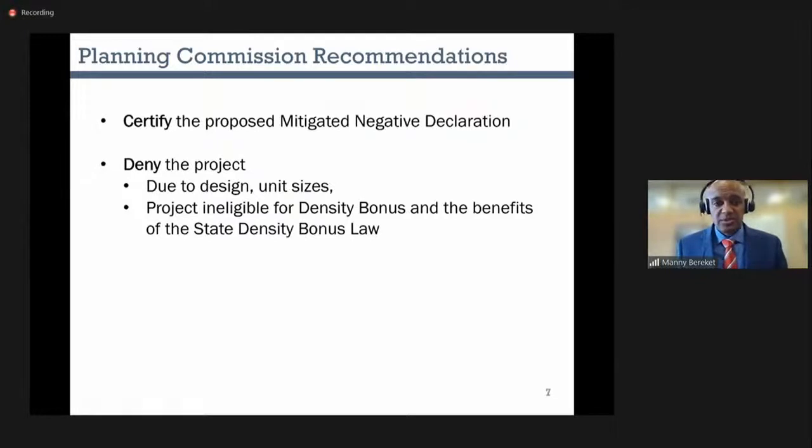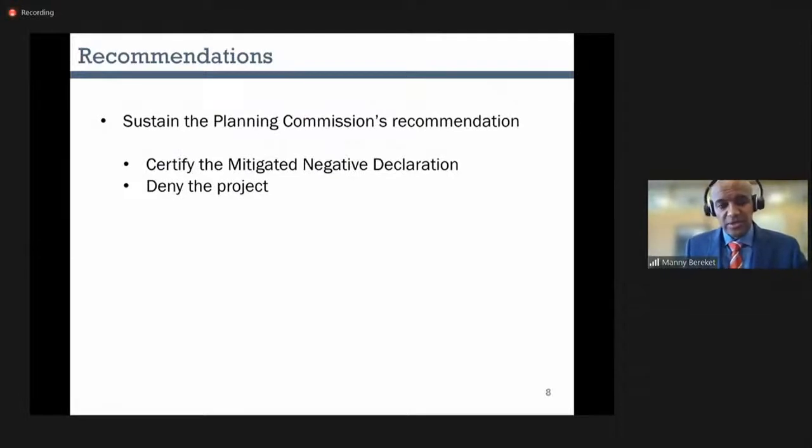For these reasons, the commission voted to recommend adoption of the certification of the environmental mitigated negative declaration and recommended that the project be denied. Staff recommends the board sustain the Planning Commission's recommendation to certify the mitigated negative declaration and deny the project. Alternatively, the board could approve the project, certify the mitigated negative declaration, and also approve the project as an alternative decision. I will stop my presentation at this point, and if you have any questions for me, or for other planning staff.